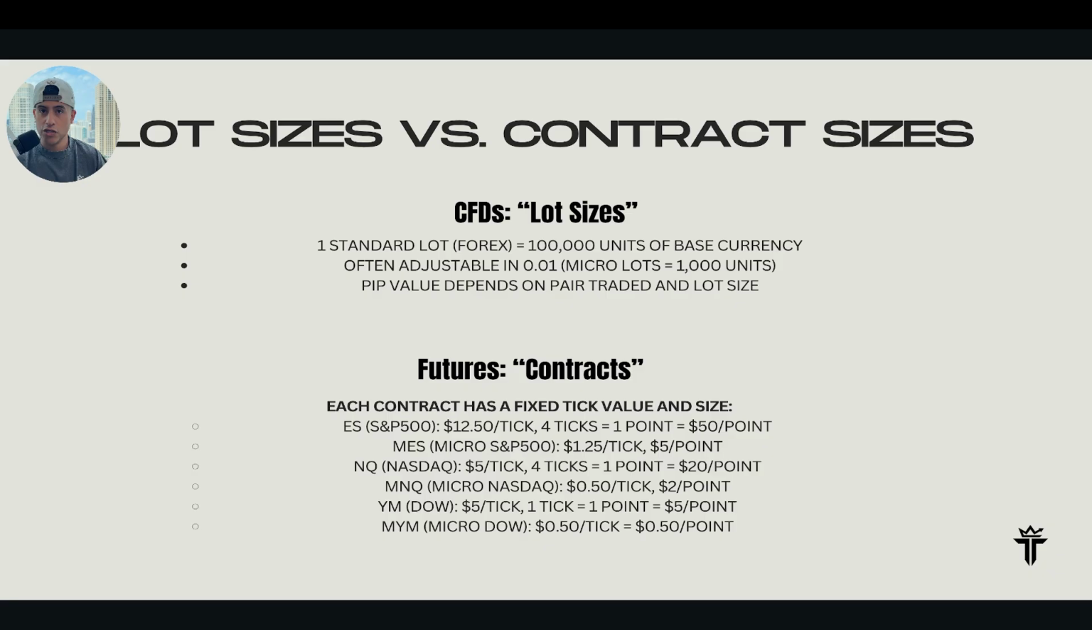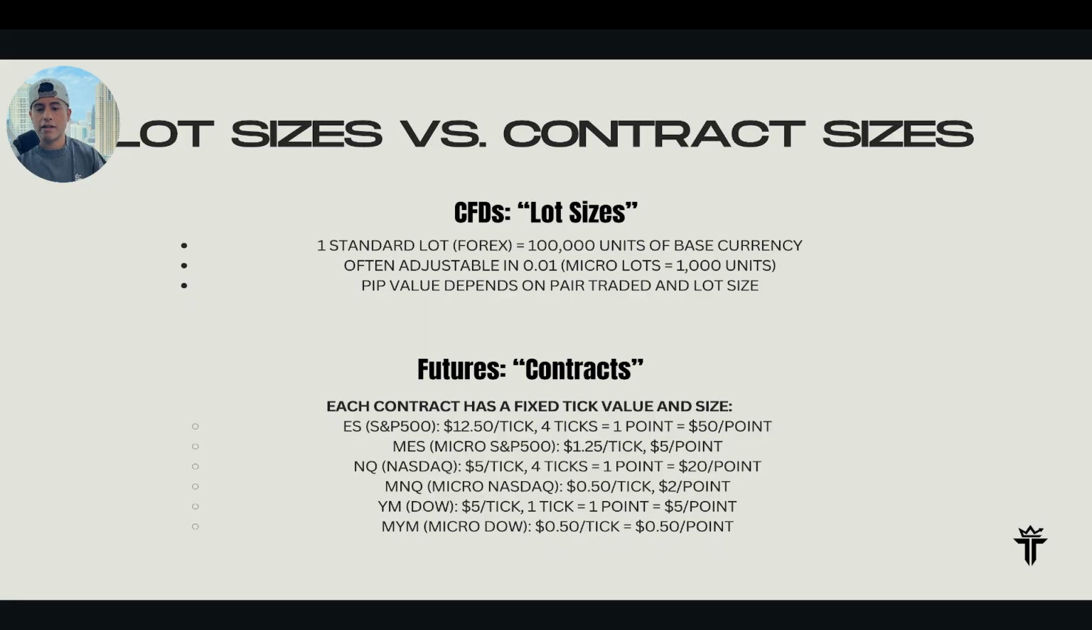NASDAQ is NQ, and micro NASDAQ is MNQ. So this is 10 times smaller. So every time you see micro, it's going to be 10 times smaller than a mini. So for example, with MES, it's $1.25 a tick, which means $5 a point. Why is it $5 a point? Remember, there's 4 ticks in 1 point. Now, I basically only look at points. The ticks, I don't really go off ticks too much, but that's my personal preference.